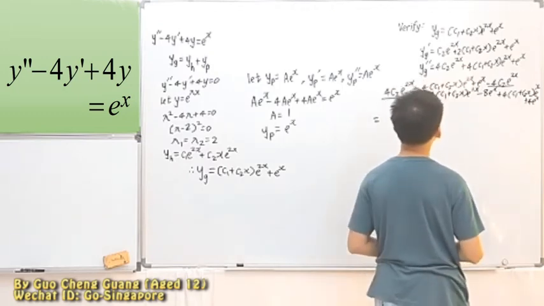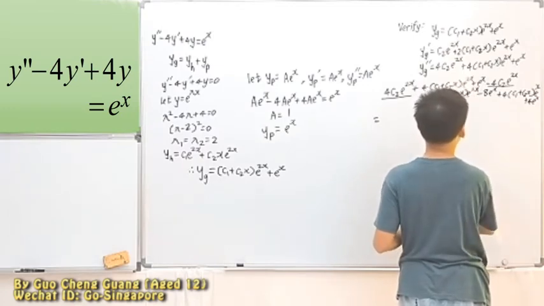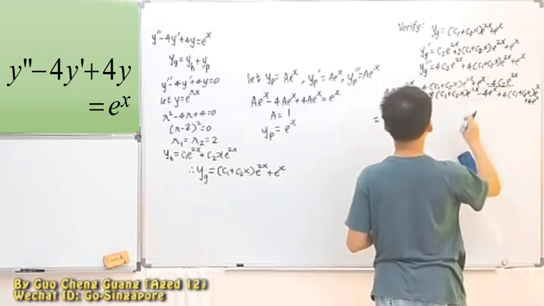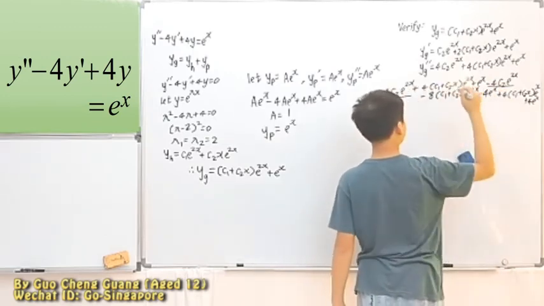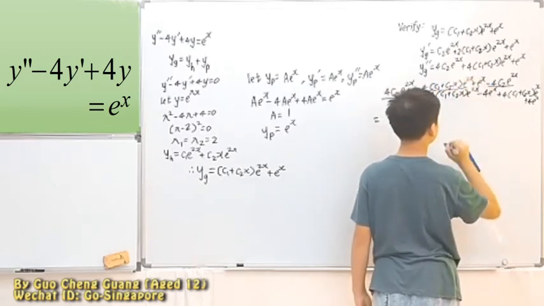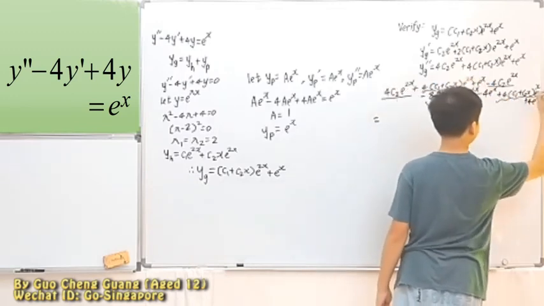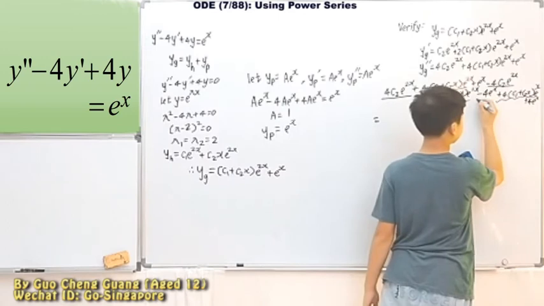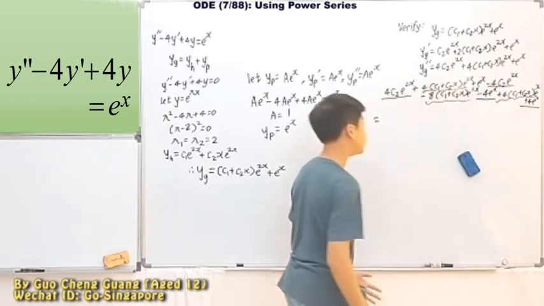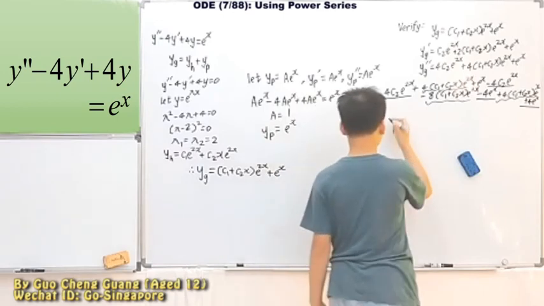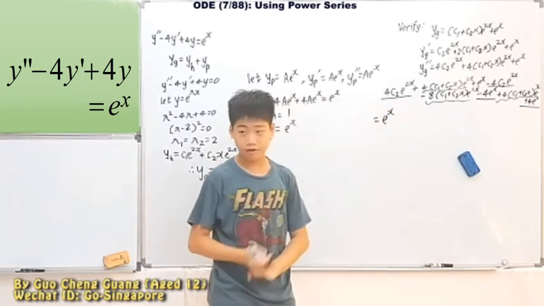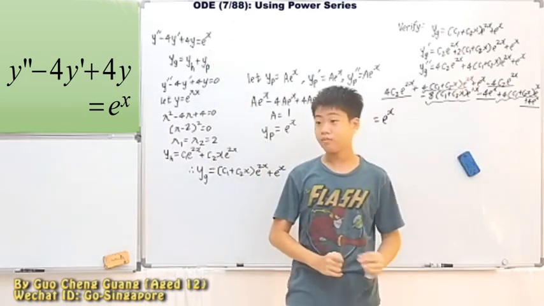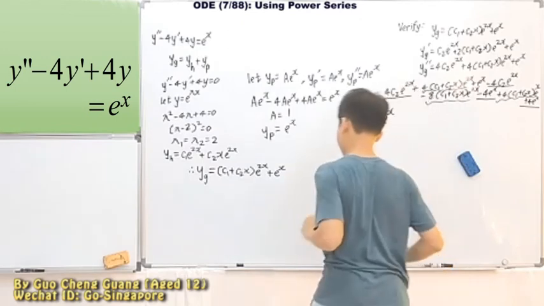Next. Wait, I mean, this part is actually 4. Okay. Yeah. Then this part with this part and here. Okay, those 3 parts cancel out. Next, this one, these 2, they also cancel out. So what's left is e to the power of x. And we get our original equation. That means this is right, because when we substitute this back inside, it gives what we want.